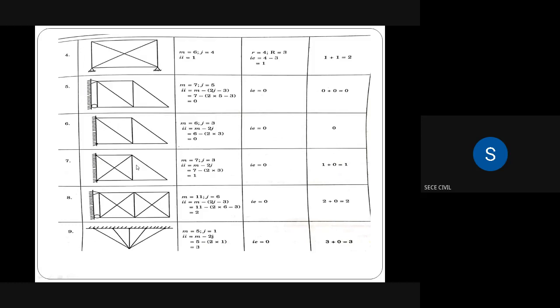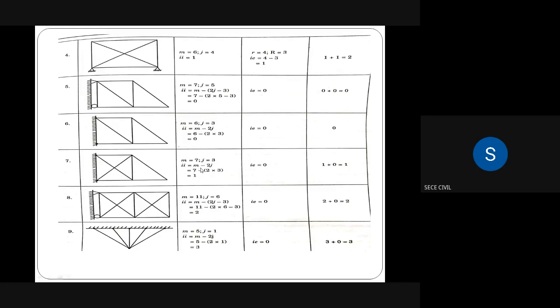Same kind of problem, problem number 7 also. It is a fully fixed support one. So the number of members: member 1, 2, 3, 4, 5, 6, and 7. So total members are 7, m is equal to 7. Joints 1, 2, 3, so 3 joints are here. We should not consider these as joints. So j is equal to 3.